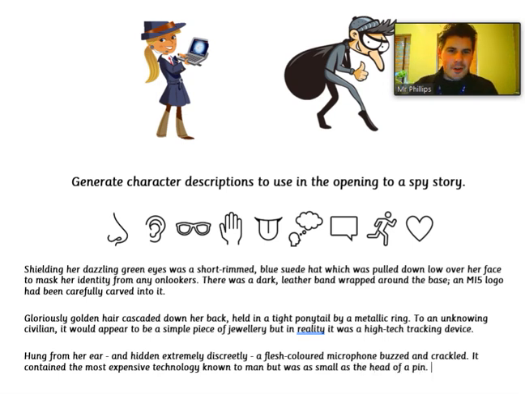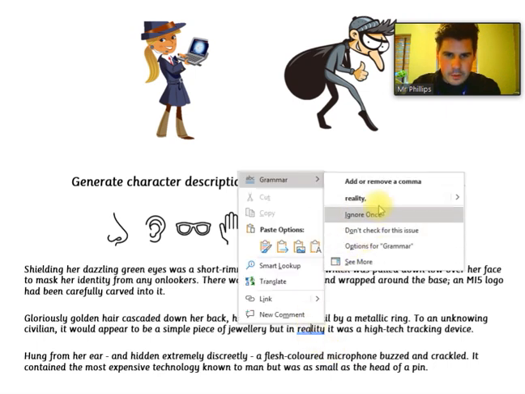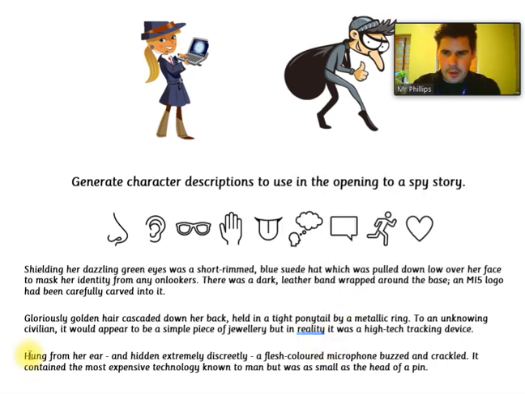There we go. Luckily the second sentence came to me much easier than the first sentence. It, again, is not something we've used, it's a pronoun, so that shows that we're being cohesive and everything's flowing together. It contained the most expensive technology known to man, but was as small as the head of a pin. So I've done two contrasting descriptions there. Really expensive and technical, but only as small as the head of a pin, and managed to include a simile in there as well. Okay. Well, wants a comma in there. Nah, we're not going to do that.